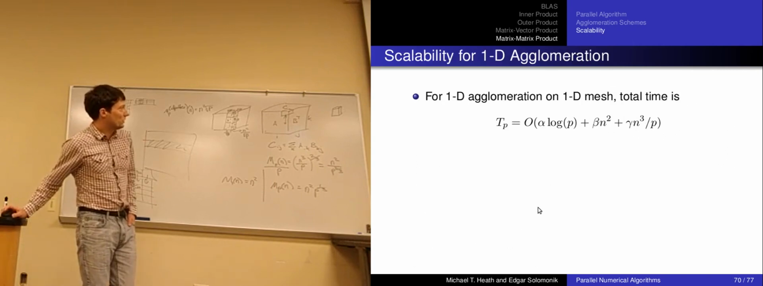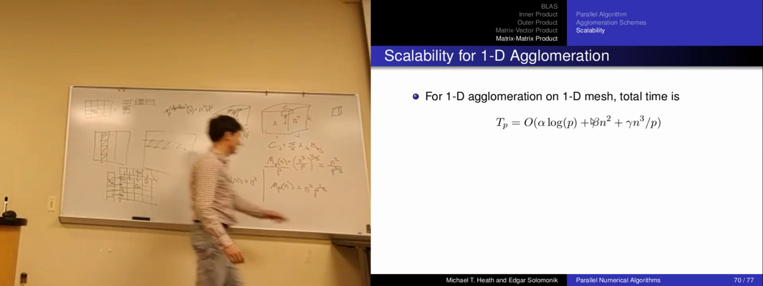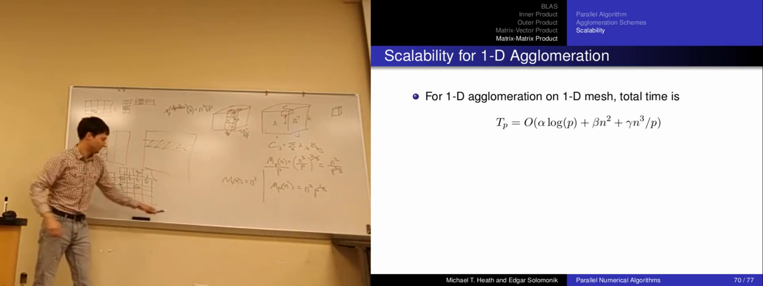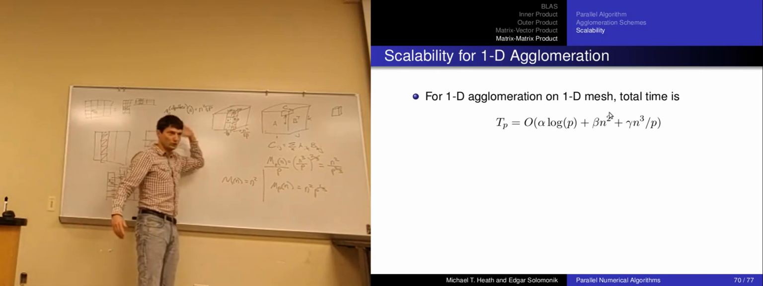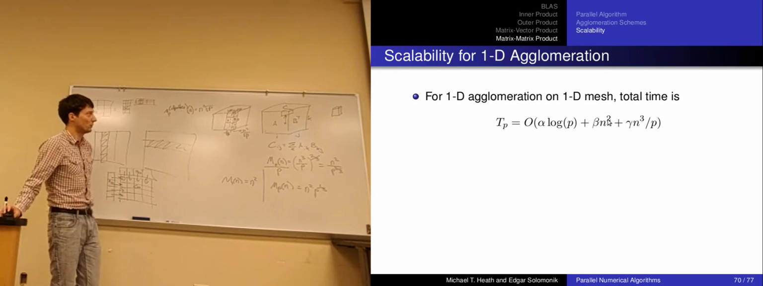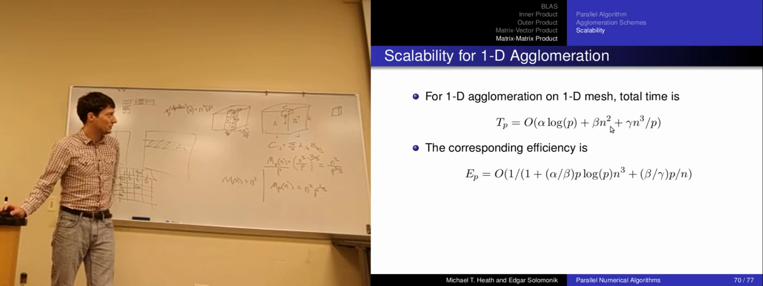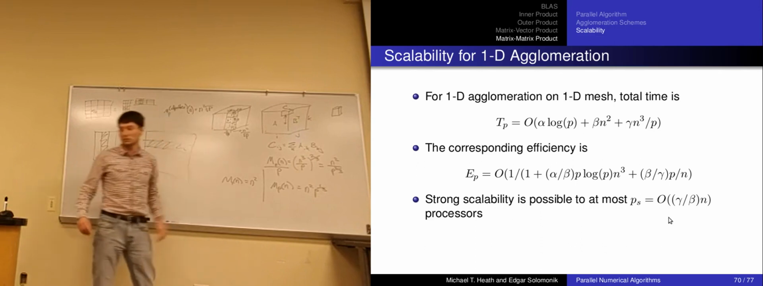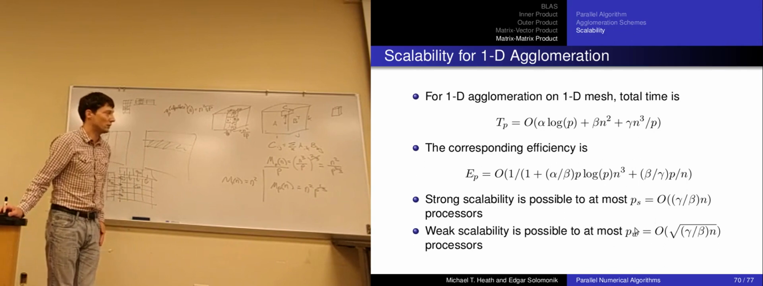Then we can also consider what happens for 1D agglomeration, which is to just partition the mesh in a single dimension, like that. And that should be particularly bad. In particular, our bandwidth cost is proportional to a whole surface. So we need to receive or compute contributions to all entries of a given matrix, which is proportional to n squared. And so we can have an efficiency function and realize that we can scale to at most n processors, again, just because we can subdivide this only n times. But this is an algorithm that you pretty much never want to use. Weak scalability is slightly better.